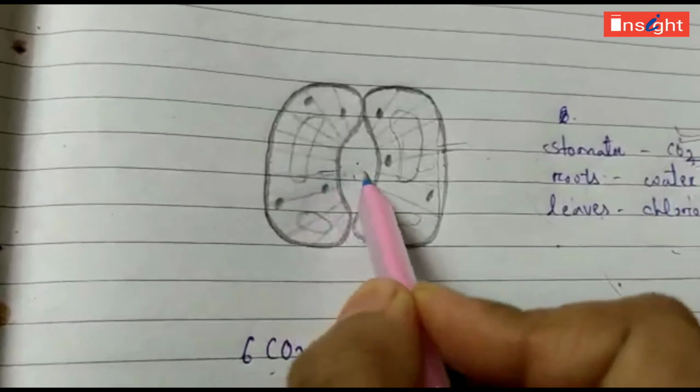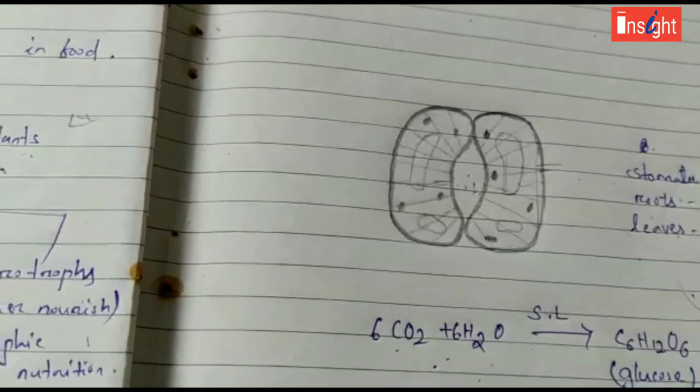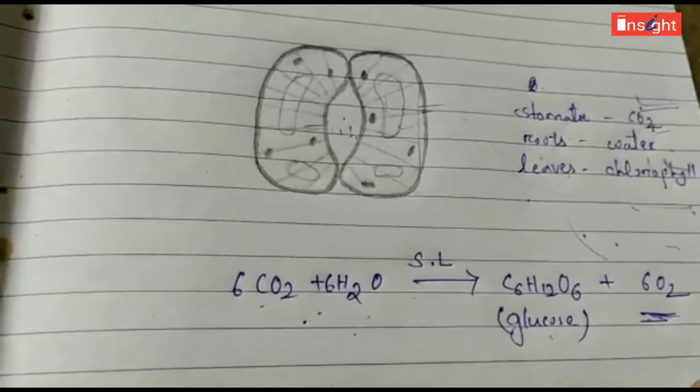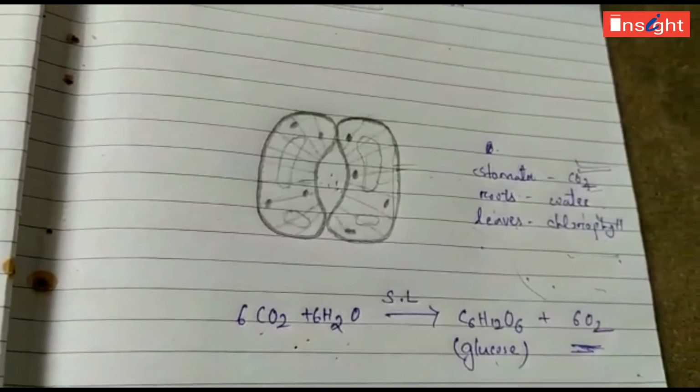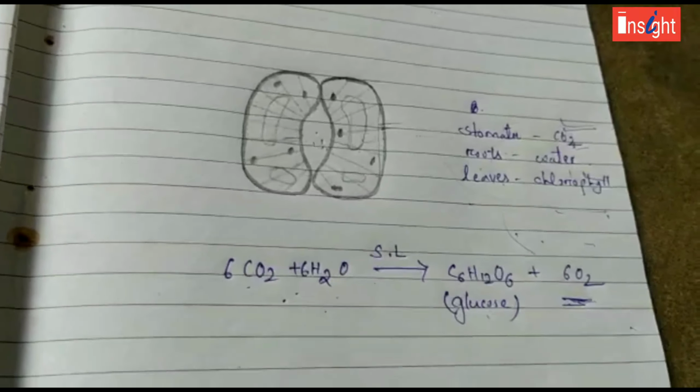It is releasing this oxygen and water also during daytime. When water is lost by stomata, that is called transpiration, and oxygen is also released through the stomata. And the food is sent to other parts of the plants through veins.